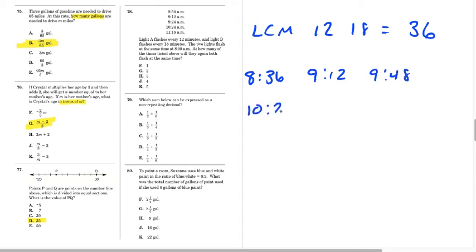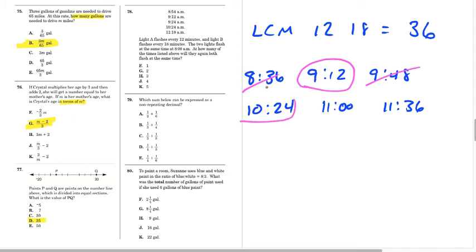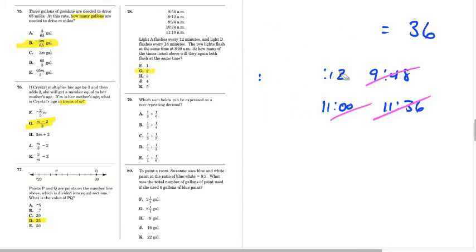Then 10:24. Are we done? No, we need to keep going. Then we have 11. Still not past this number. And then 11:36. Okay, are any of these numbers in our list? Let's see. 8:36, no. 9:12, yes. 9:48, no. 10:24, yes. 11, no. 11:36, no. So there's two numbers. Boom. G. Okay. 79. Only 2 questions left.